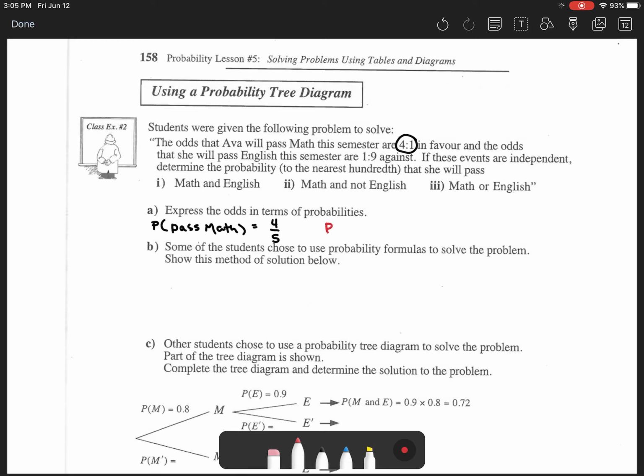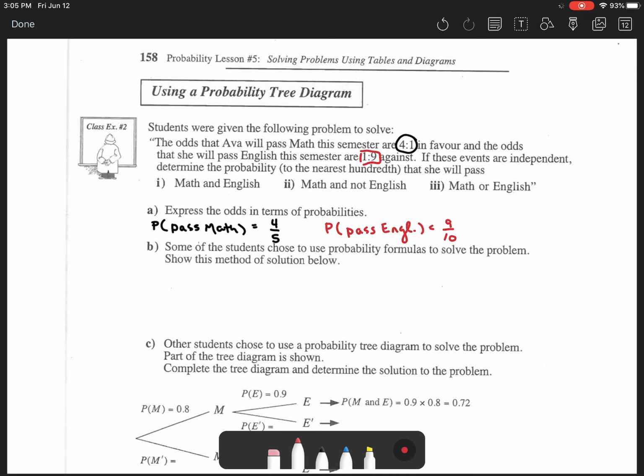Now, the probability that she is going to pass English. Again, I refer to the odds that they give me in the question, but this time it was 1-to-9 against. So if I'm talking about her passing, it's going to be 9 passes out of a total of 10 times that she's taking English. Because that was against, it was 1 fail to every 9 passes. That's the way that ratio is reading.